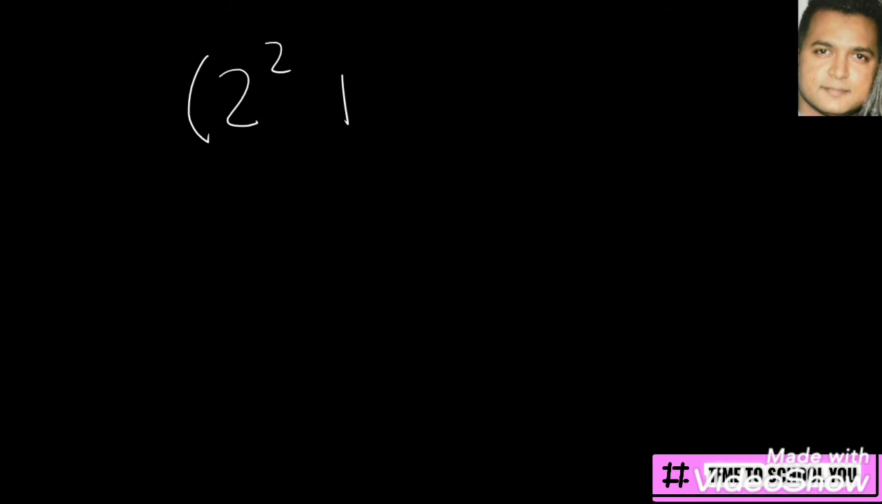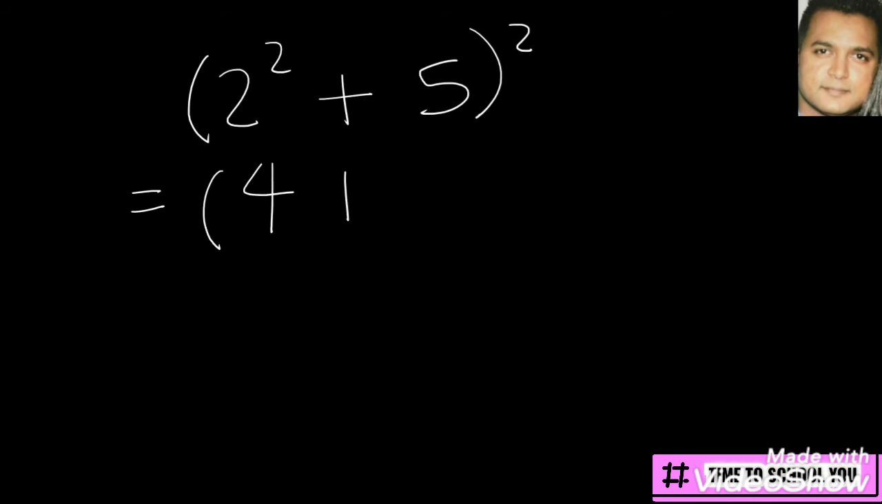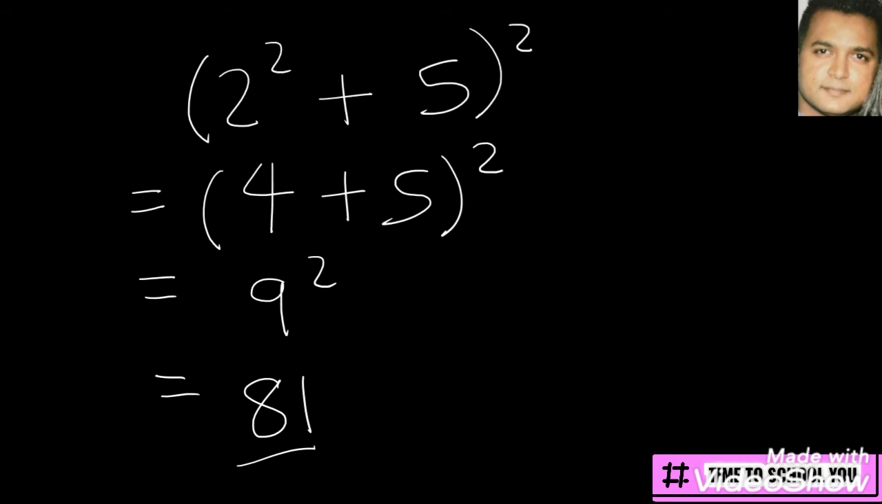Next, (2² plus 5) all raised to the power 2. So whenever we're given a bracket, remember we work from inside out, so I need to sort the bracket out first, what's inside. So I know I can sort it out by saying 2 to the power 2 is 4, plus 5, all raised to the 2. So this is 9 squared, and 9 squared is 81.